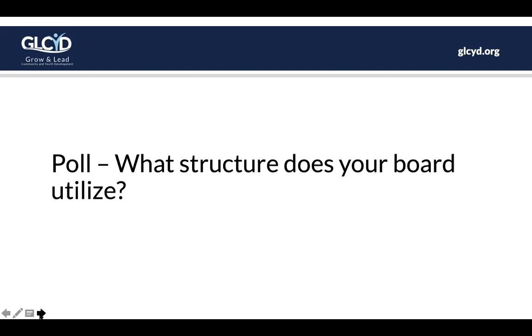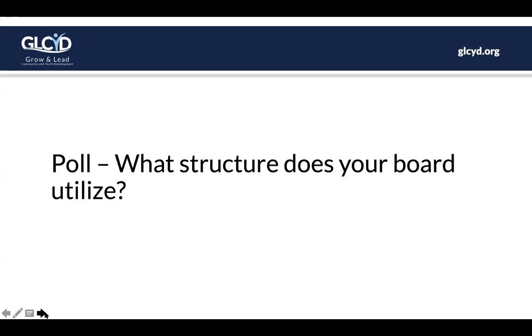All right, so not surprised. We have a lot of working boards, a lot of governing boards, and a few institutional boards. And when I think of the size of the nonprofits here in the Upper Peninsula, that is what I expected.